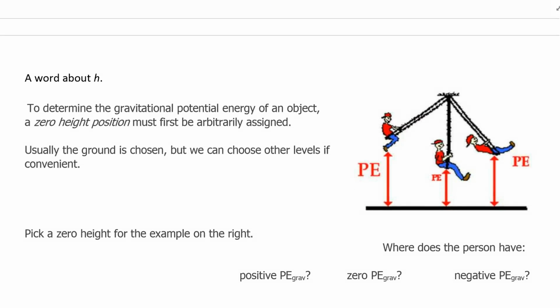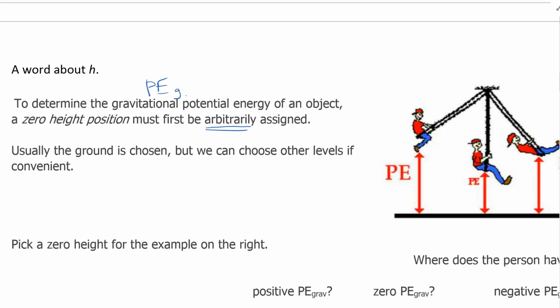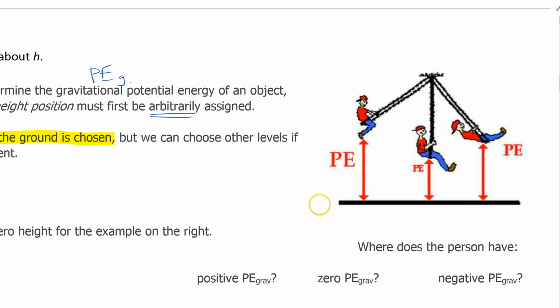A word about h. h has to do with the height. It doesn't have to be the ground. To determine the gravitational potential energy, so that's PE grav, of an object, a zero height must be arbitrarily assigned. What does the word arbitrarily mean? It means we get to pick it. Just like in the previous kind of questions with inclined planes and things like that, we would choose to say which way is positive or negative to be convenient. Here we can pick the zero level ourselves. Usually the ground is chosen. Okay, so usually we take the ground, but you could do other ones. So in this case, let's say that we're going to say that this is the zero level.